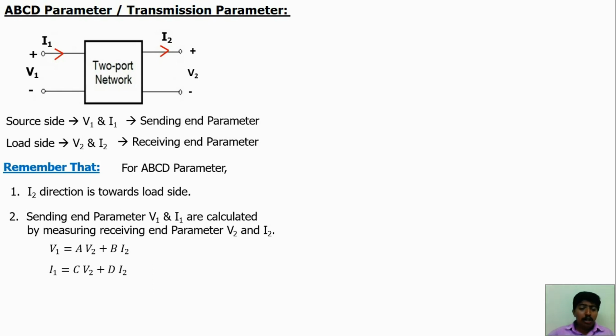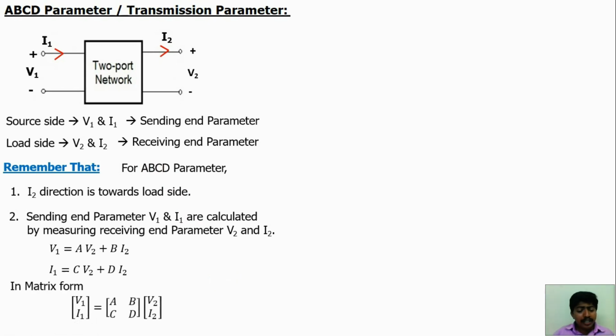If we consider the direction of I2 from load to source, like Z parameters and Y parameters, these equations will have a negative sign. If we consider positive, the current direction should be towards the load side. Now we may write this characteristic equation in matrix form like that.